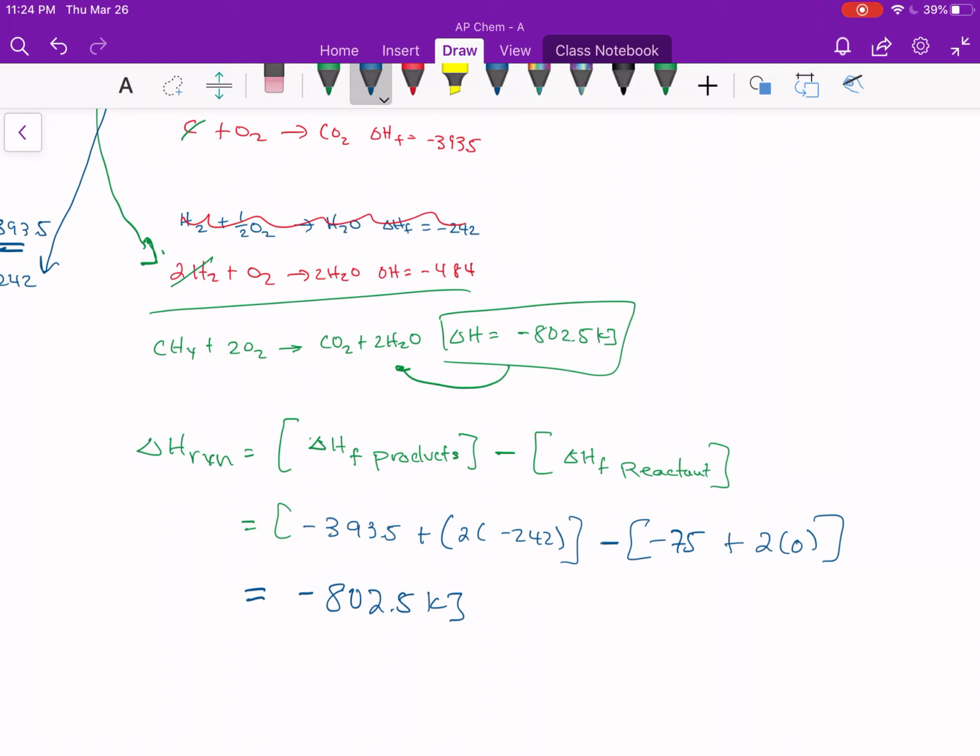So products minus reactants: we're going to add up the products, making sure we take into consideration the stoichiometry, and then we're going to subtract it from the heats of formation of the reactants. Okay, and we subtract it so we can change that sign.